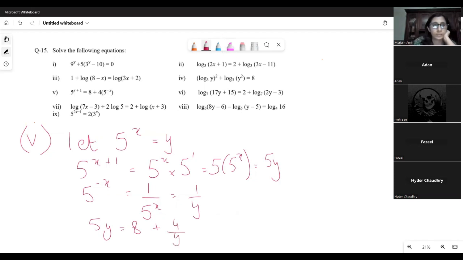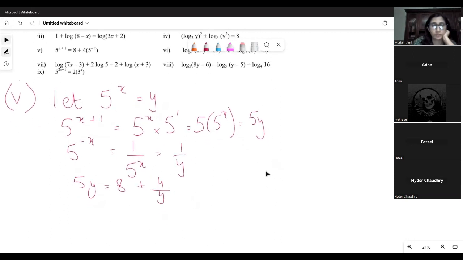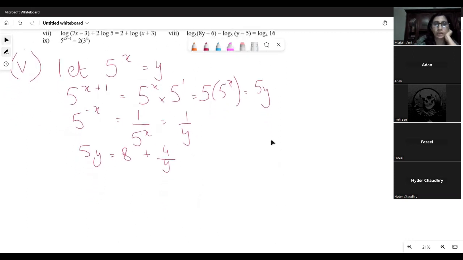Now this would become a quadratic equation once we simplify it. So we have 5y square, I'm skipping a step, minus 8y minus 4 equals 0. Yes, you're supposed to take LCM first and then cross multiply. I'm going to directly solve this in my calculator: 5, minus 8, minus 4. I'm getting y equals 2 and y equals minus 2 by 5.